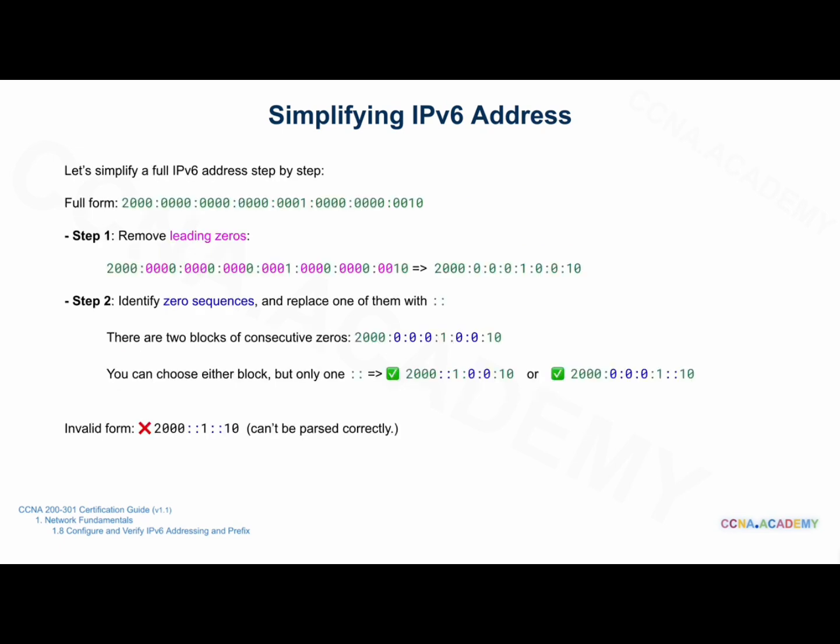Here's an example. Step 1. Remove the leading zeros. Step 2. Replace a sequence of consecutive zeros with a double colon. That gives you 2000:1::10, but not 2000::1::10, because 2 double colons would make it invalid.